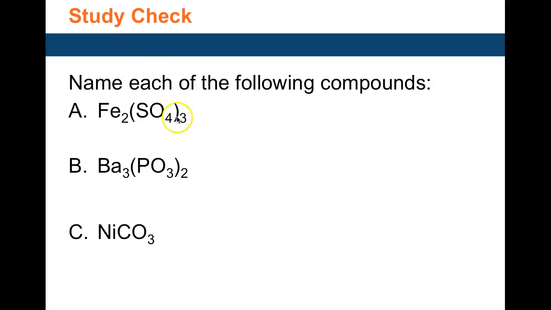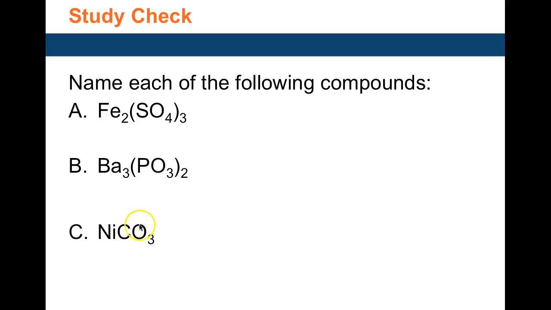Name each of the following compounds. Again, this is iron. If you look at what the charge on iron should be, it will be 3, so opposite. So iron(III) sulfate. Barium, you don't need the Roman numeral parenthesis. This is a main group metal. So it's barium phosphite.